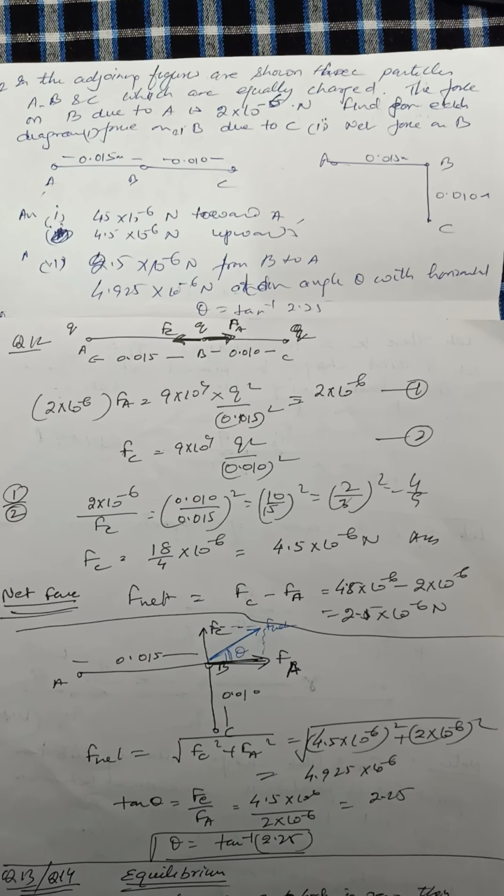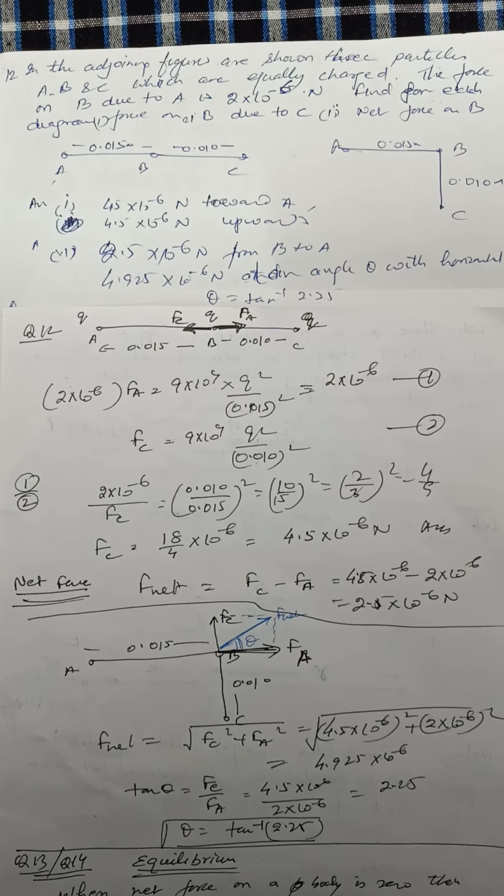So the next question is question number 12. In the adjoining figures, three particles A, B and C are shown, which are equally charged. The force on B due to A is 2 × 10^-6 Newton. Then find, for each diagram, the force on B due to C and the net force on B.